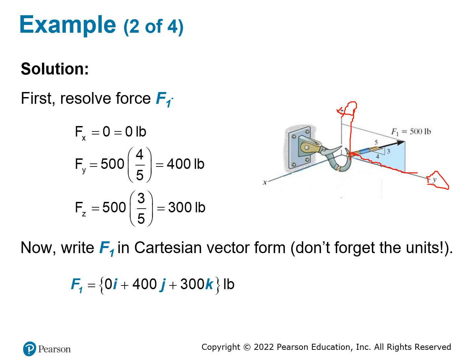You have the y direction component, which will be the amount of 4 divided by the 5, and that will be 400 pounds. And the z component is going to be 3 divided by 5, which is 300 pounds. And then you represent F of 1 in xyz component.